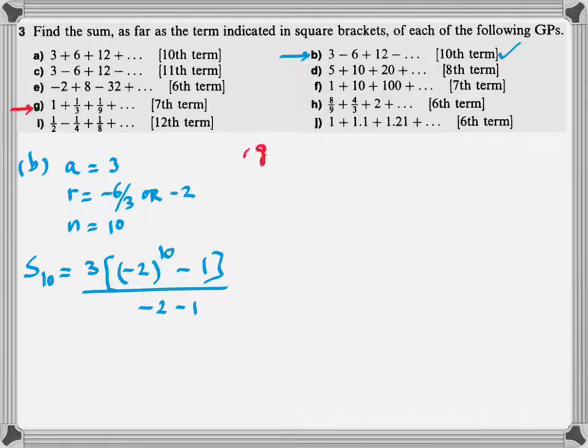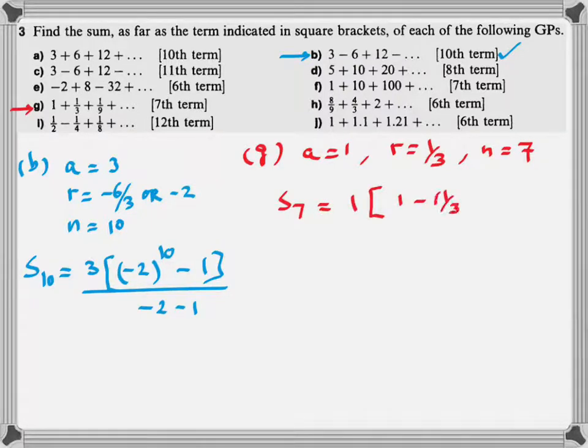If I look at part G, in this one, the first term is 1, common ratio is 1/3. Then which formula is more suitable? It's the second formula. S subscript n is a times (1 minus r raised to the power of n) over (1 minus r).